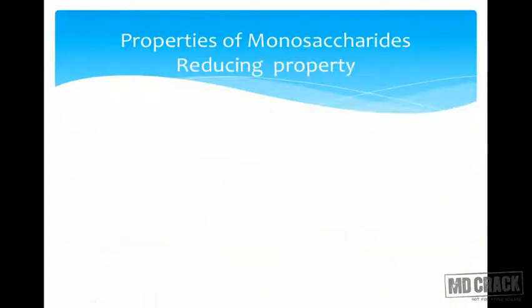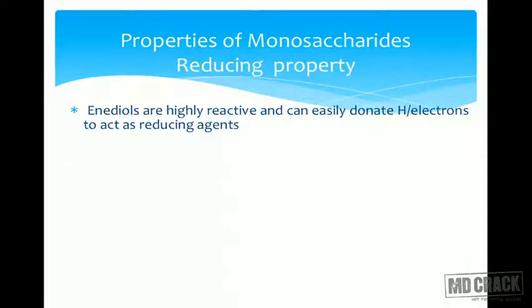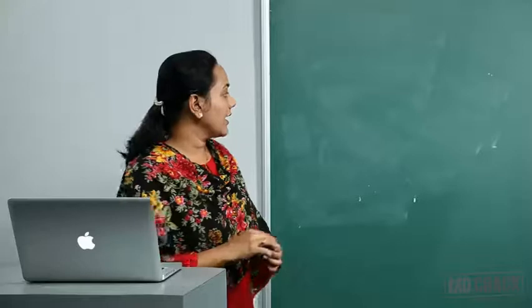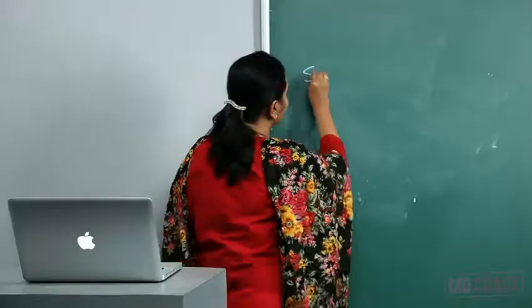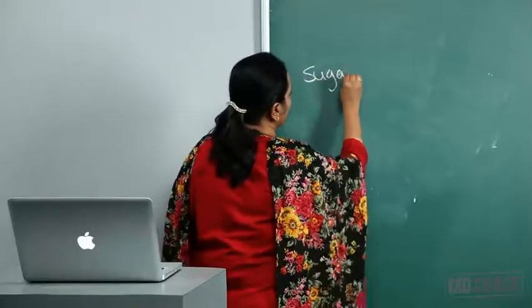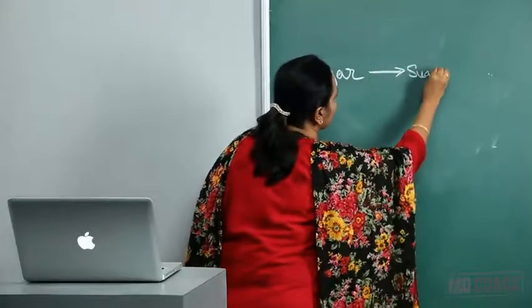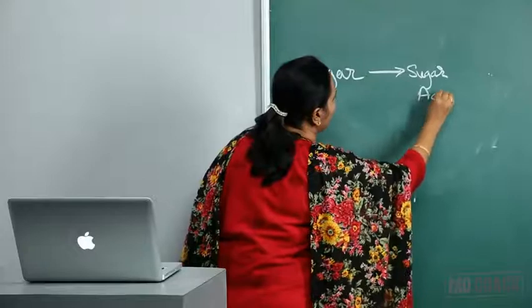What is important is that the reducing property of all the reducing sugars is because of these enediols. Enediols are highly reactive and they can easily donate hydrogen atoms or electrons and act as reducing agents. So when an enediol or a sugar acts as a reducing agent, the sugar gets converted to sugar acid.